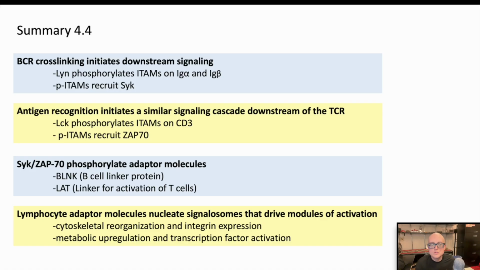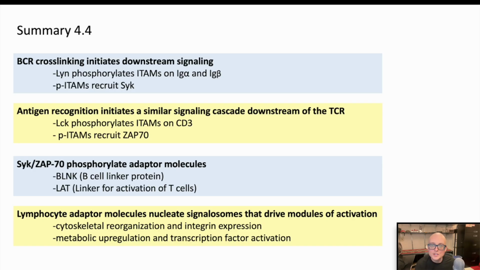Some examples of those were cytoskeletal reorganization and integrin expression. These were important for things like cellular movement and kind of interaction with the cellular environment, as well as metabolic upregulation and transcription factor activation. And these are going to be more related to the processes of proliferation and de novo synthesis of cytokines and other antimicrobial effector molecules.